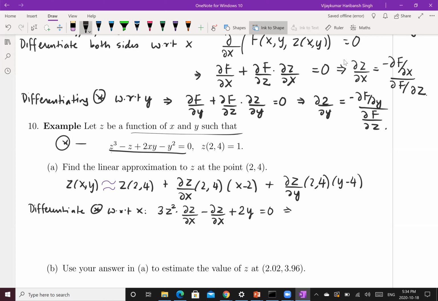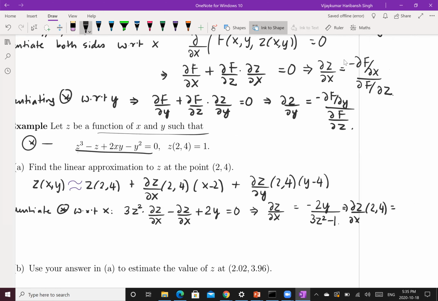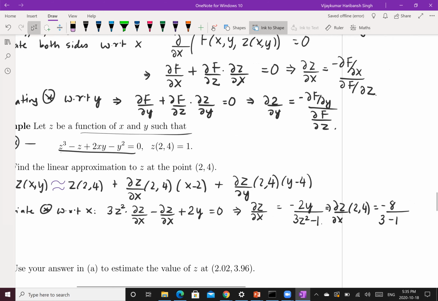So therefore we get, bring everything on the other side. So we have dz by dx taken common, and I'm moving everything on the other side. So this goes on the other side, becomes minus 2y. And then I'm dividing it by 3z squared minus 1. So therefore, this implies dz by dx at (2, 4) is going to be minus 8 divided by 3 times z squared minus 1. Now z at this point is 1. So 3 minus 1, which is going to be minus 4.